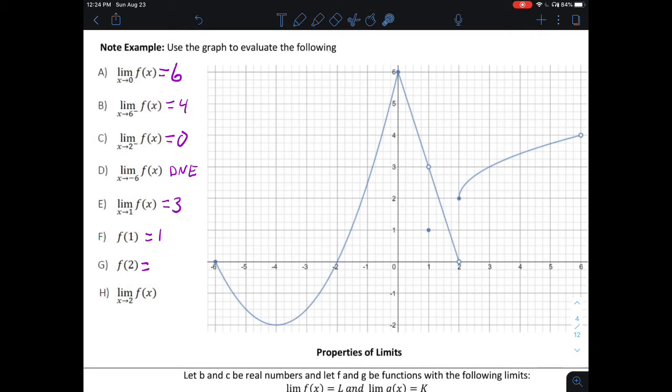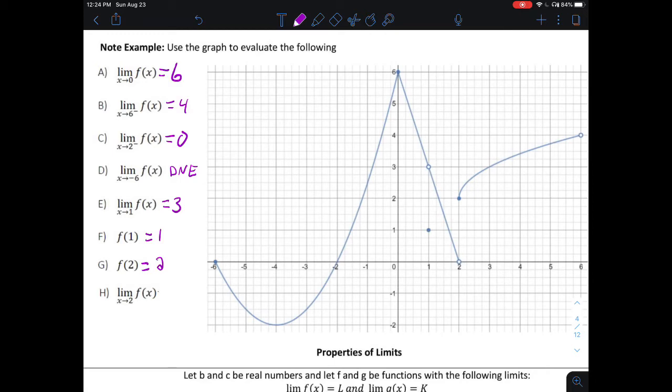Now let's go to G. Find f of 2. So I don't care what the graph is doing. At x equals 2, where is the function defined? It's not defined there at the hole. It is defined right here at this solid circle. So for G, f of 2 is equal to 2.